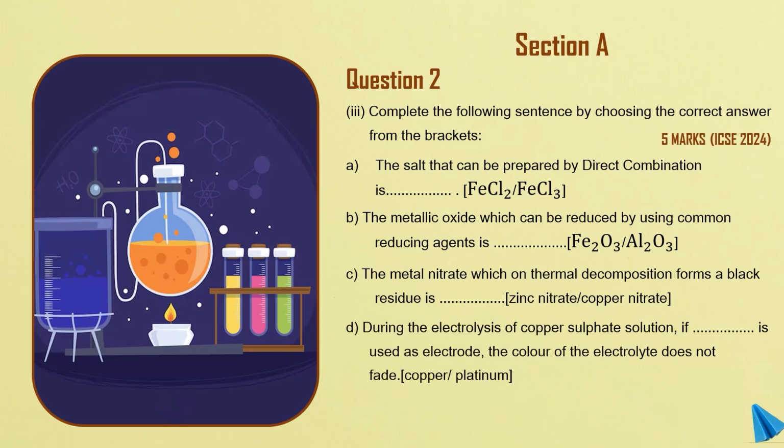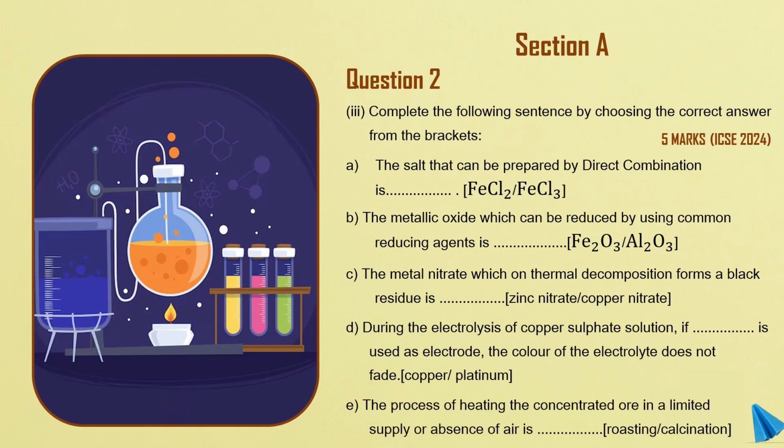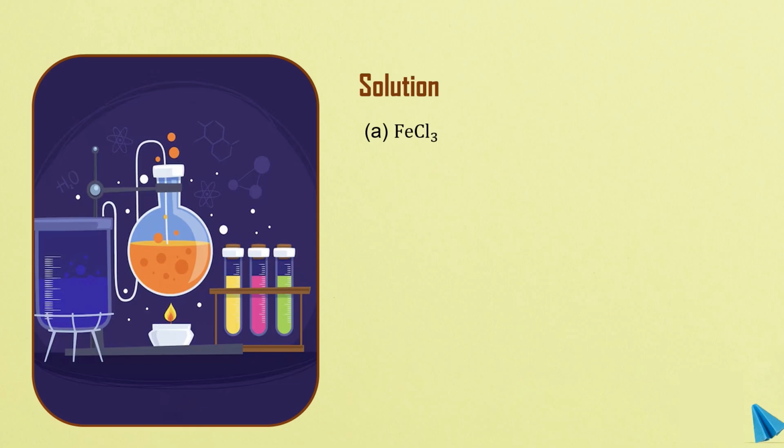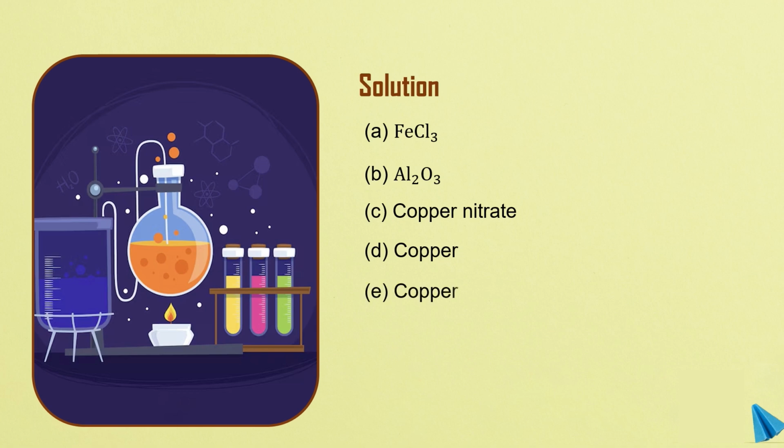The fourth question says during the electrolysis of copper sulfate solution, if dash is used as electrode, the color of the electrolyte does not fade. Is it copper or platinum? The fifth question says the process of heating the concentrated ore in a limited supply or absence of air is dash, roasting or calcination. So let us see the solution. The solution to the first one is FeCl3, then Al2O3, we have copper nitrate, we have copper again. In this way we have filled all the 5 blanks, and this question was asked for 5 marks.